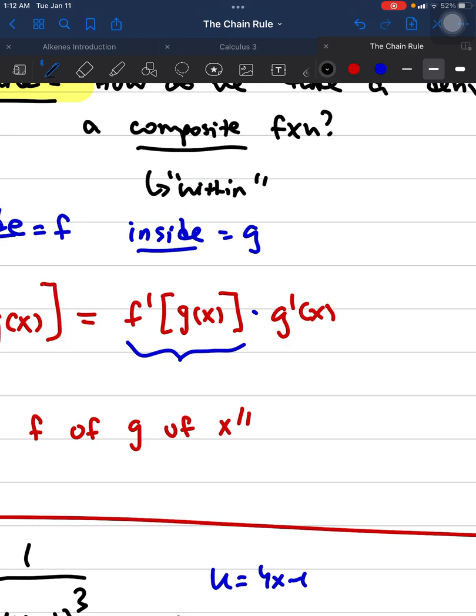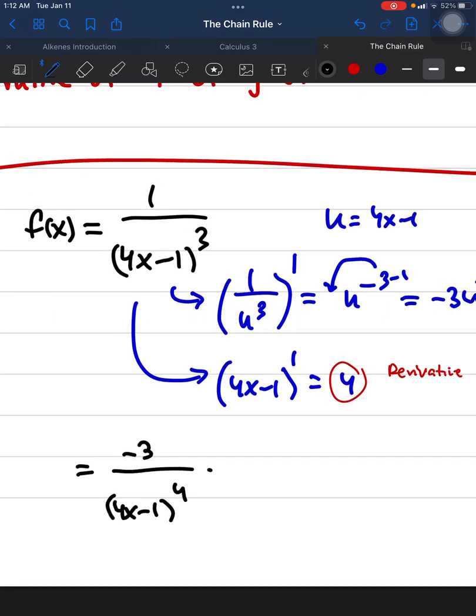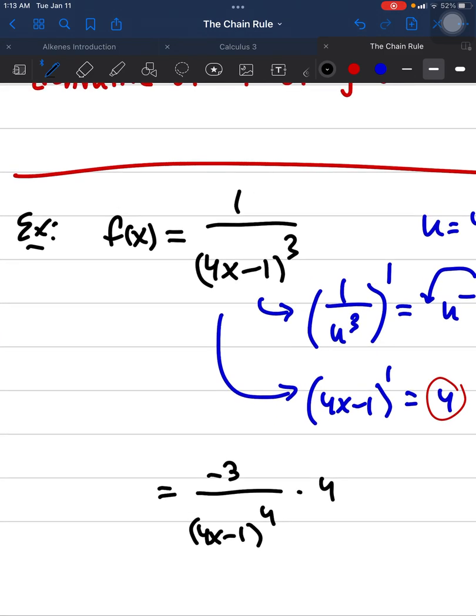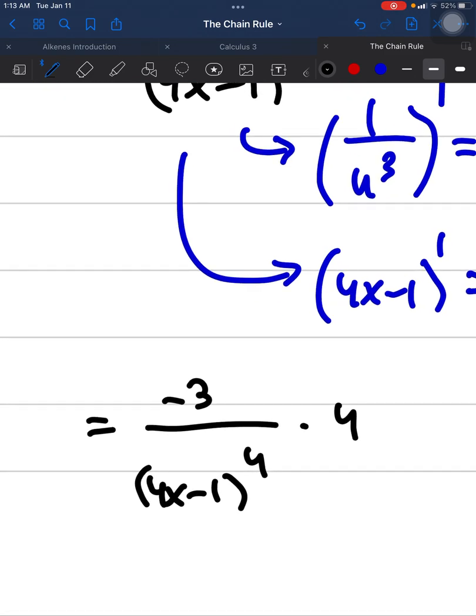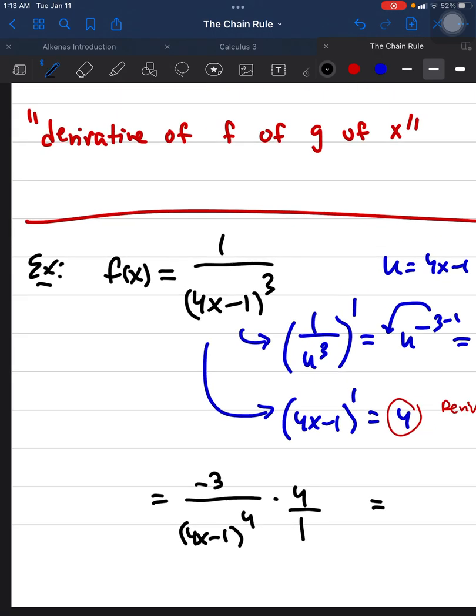And we multiply this by, what is the chain rule saying? It's saying that we need to take the derivative of the outside function times the derivative of the inside function. And the derivative of the inside function we determined to be 4. So we have to multiply this entire derivative of the outside by 4. And this is just simple multiplication. We put this over 1, -3 times 4 is just -12.